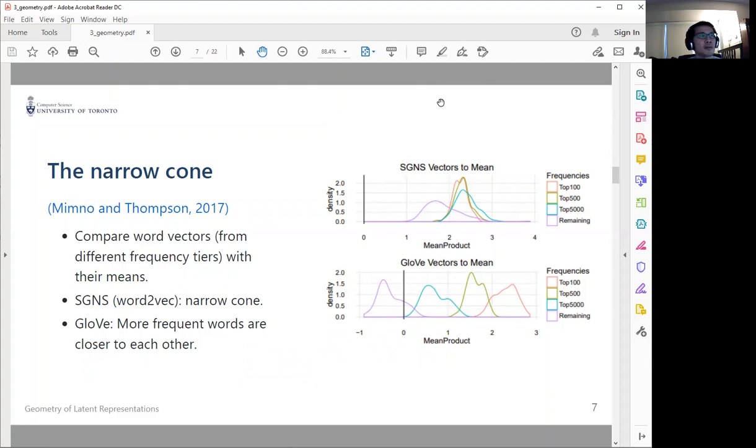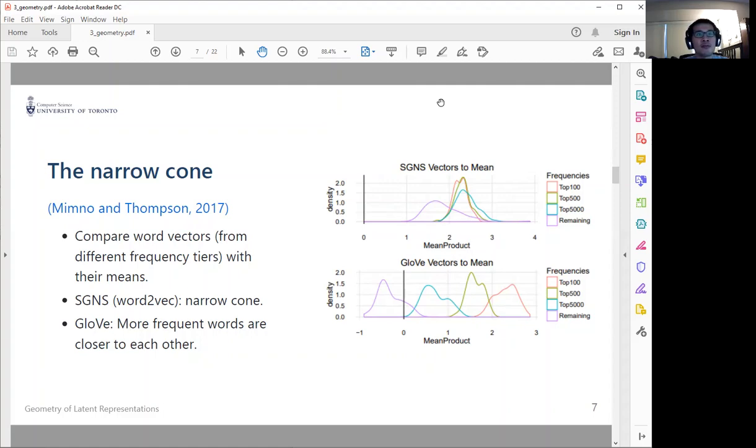And this is another paper that analyzes the low-dimensional representations. They looked at the skip-gram negative sampling vectors and the GloVe vectors. The SGNS is just word2vec, one of the two word2vec embeddings by Mikolov, and GloVe is another static embedding method by Pennington. And they compare the word vectors from different frequency tiers with their means.